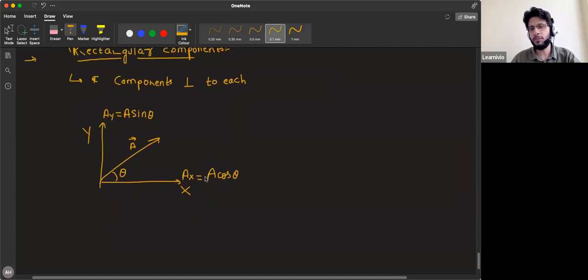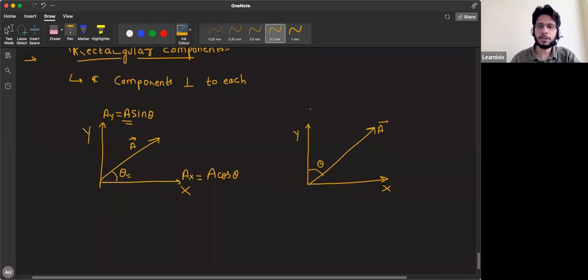Now, how do we decide cos theta and sin theta? The direction with respect to which theta is given will have A cos theta, and the perpendicular direction will have A sin theta. Similarly, if I call this x-axis, this y-axis, and this is vector A, and I take theta with the y-axis, then the y component will be A cos theta and the x component will be A sin theta. So that's A cos theta, A sin theta.